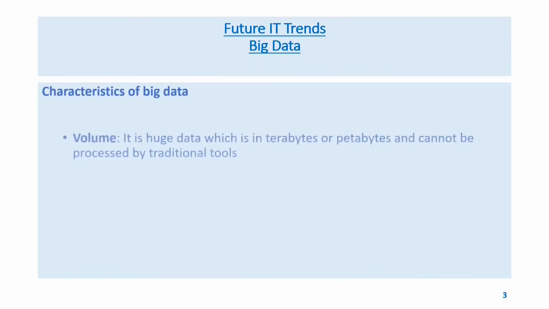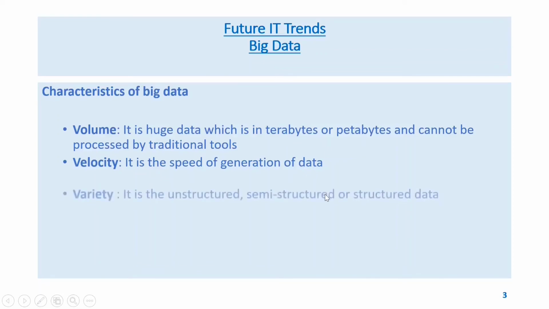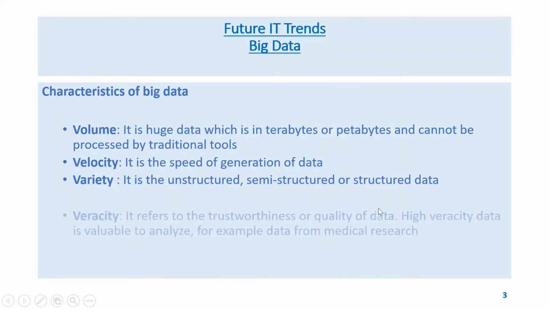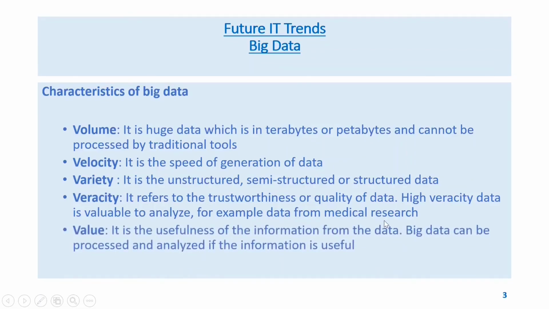Characteristics of big data. Volume. It is huge data which is in terabytes or petabytes or more and cannot be processed by traditional tools. Velocity. It is the speed of generation of data. Variety. It is the unstructured, semi-structured or structured data. Veracity. It refers to the trustworthiness or quality of data. High veracity data is valuable to analyze, for example, data from medical research. Value. It is the usefulness of the information from the data. Big data can be processed and analyzed if the information is useful.